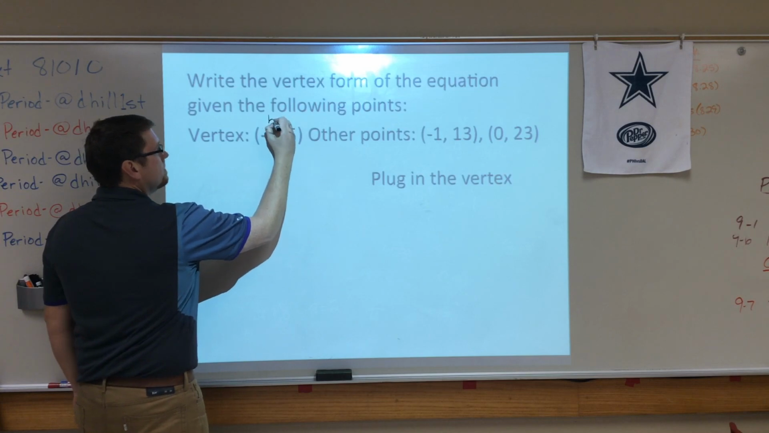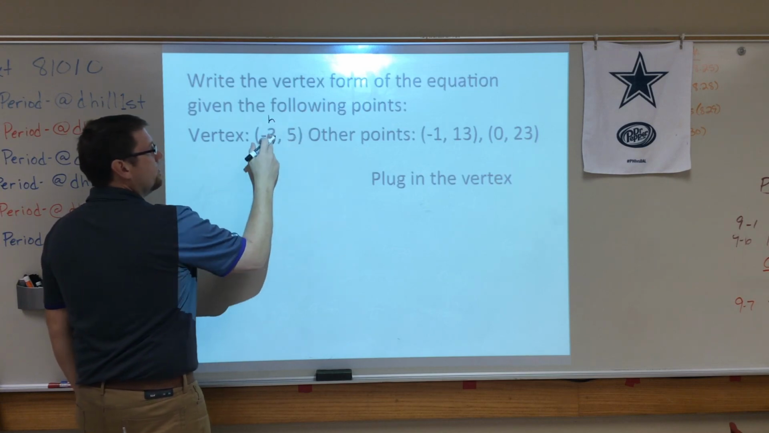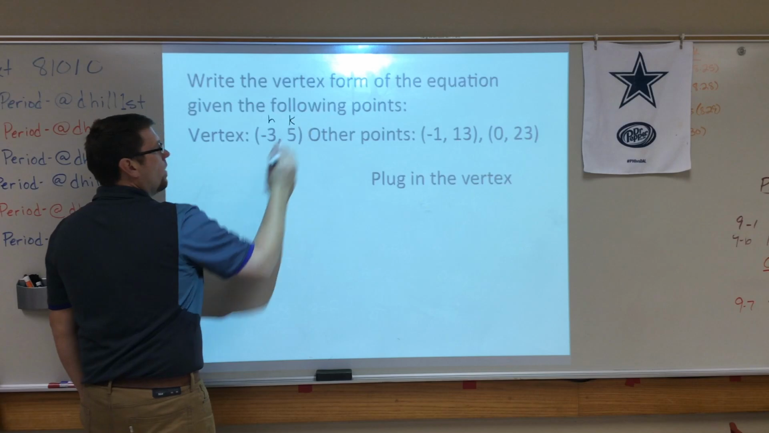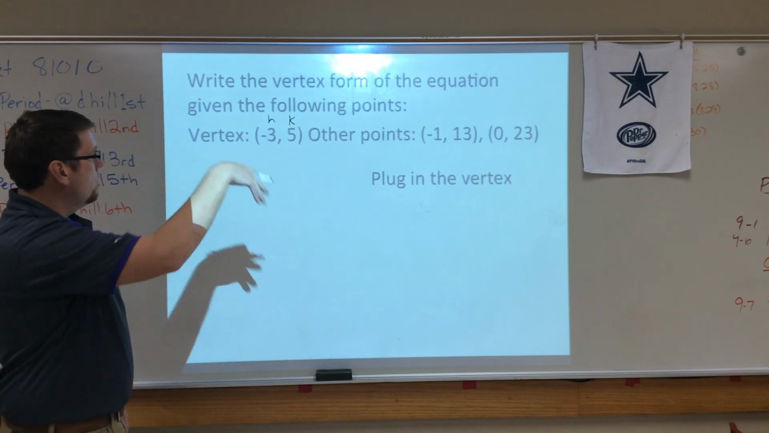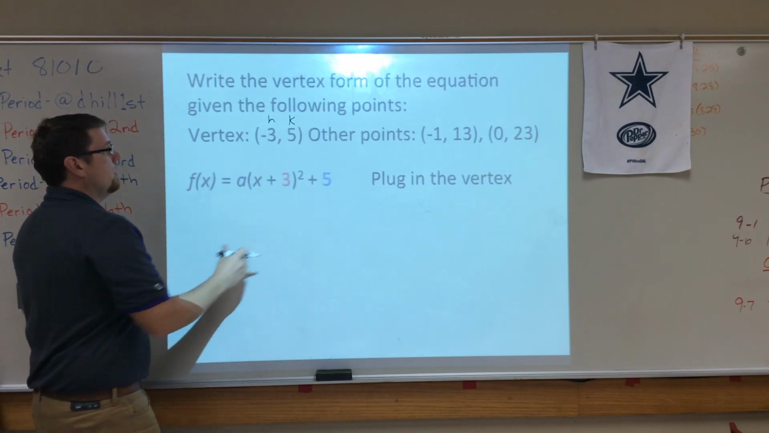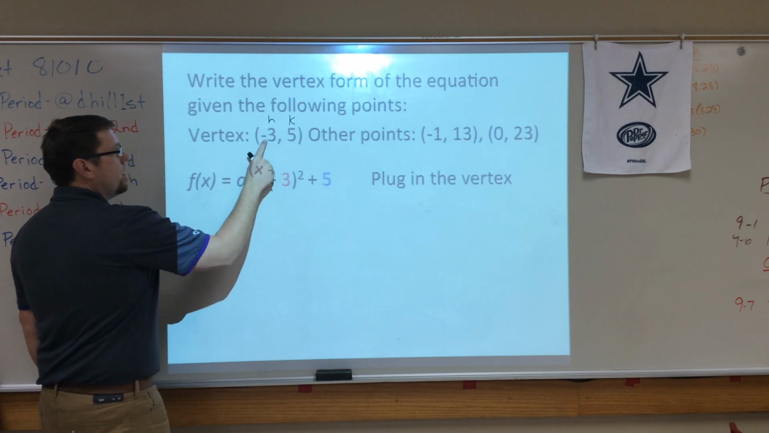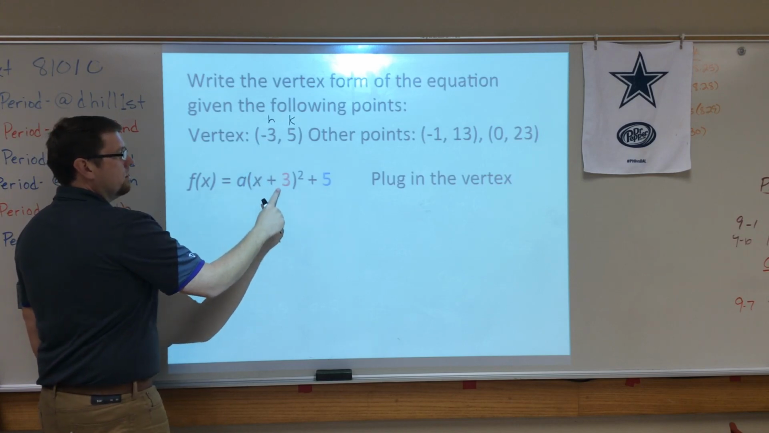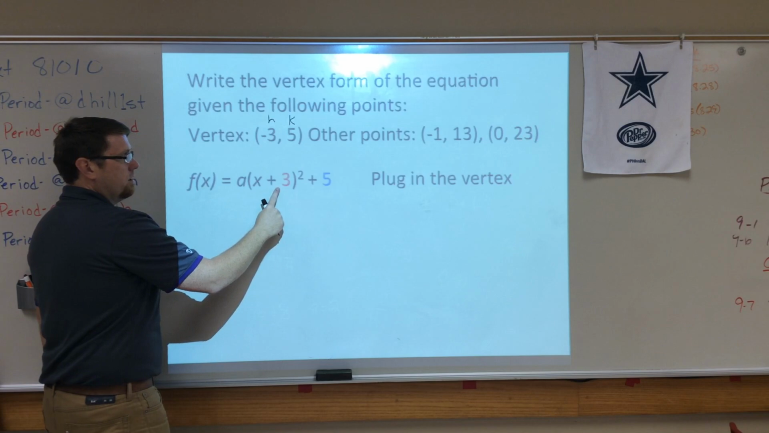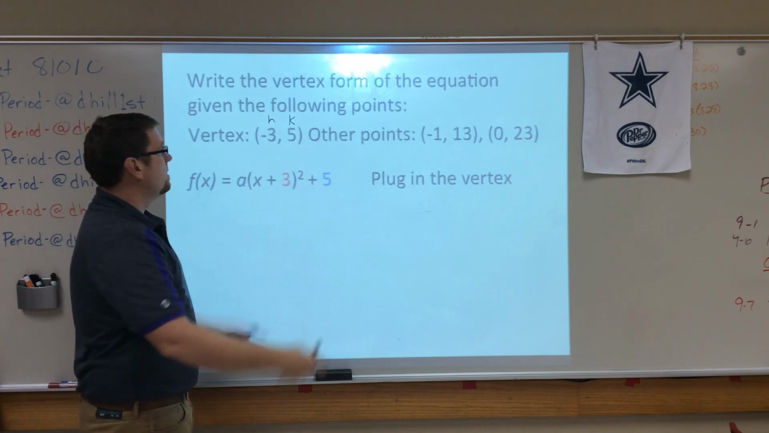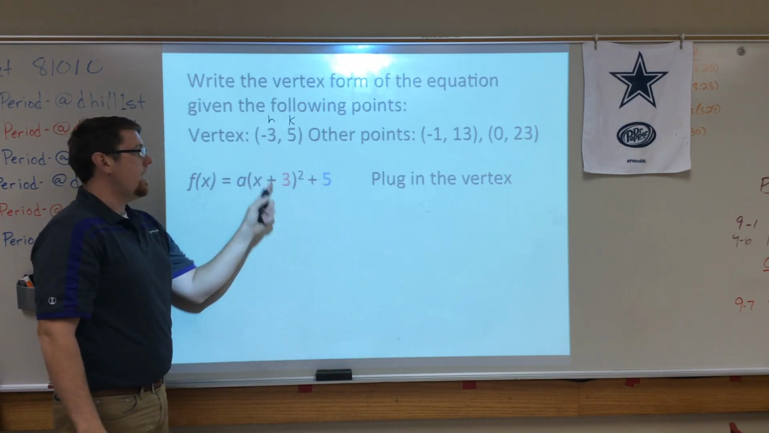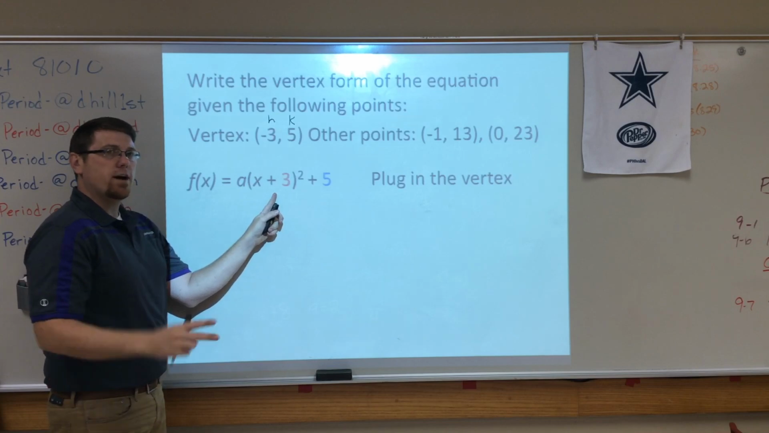Now the vertex, the x value is h, and the y value is k. So we'll just drop those right into our equation. Now, first thing you should notice, -3 has become +3. That x value always switches. If it's negative in the vertex, it's going to be positive in the equation and vice versa.